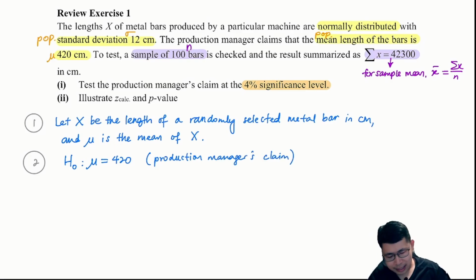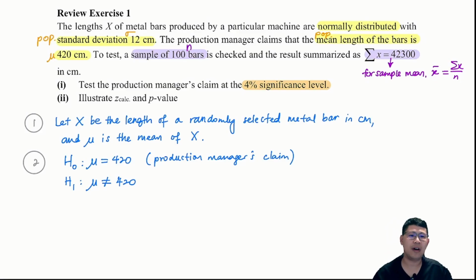Now once again, in this question there's no mention of whether anyone claimed more than or less than. There's no one saying this, right? So the opposite of equal is not equal. The alternative hypothesis would be mu not equals to 420. This is the one that is opposite to the production manager's claim, and it is also an inequality, meaning not equal. So this is our step 2.